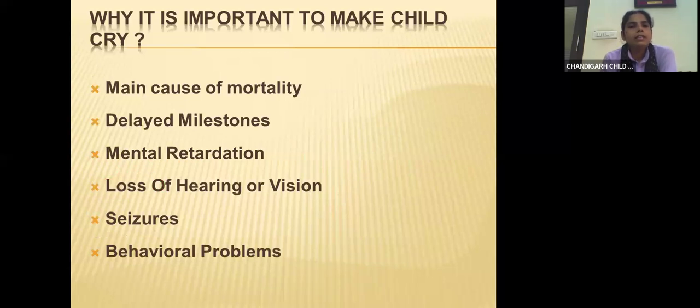Then another point: why is neonatal resuscitation important, and why is it important to make the baby cry immediately? Birth asphyxia is the main cause of mortality, delayed milestones, mental retardation, loss of hearing or vision, seizures, and behavior problems. Whenever we save the baby and the baby cries immediately, they don't suffer these problems, such as loss of hearing, vision, any type of seizure, behavior problem, and mental retardation. So we prevent the baby from these problems.